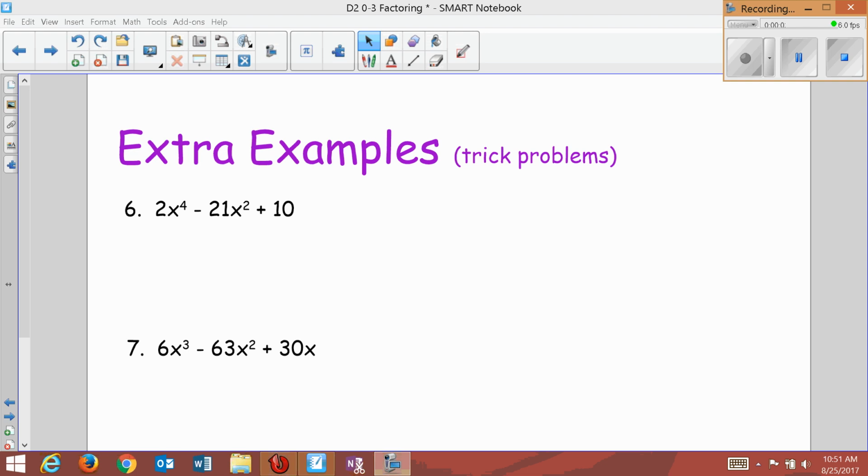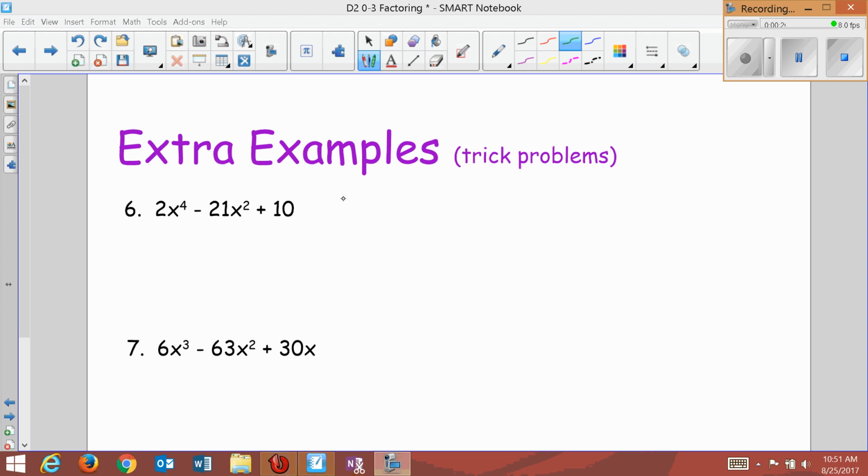Let's look at some trick problems. How can these trinomials be tricky in any form? Well, first, on number 6, you might notice that this trinomial has powers of x to the fourth and x squared rather than the typical x squared and just x to the power of 1. So here's how we do this step.